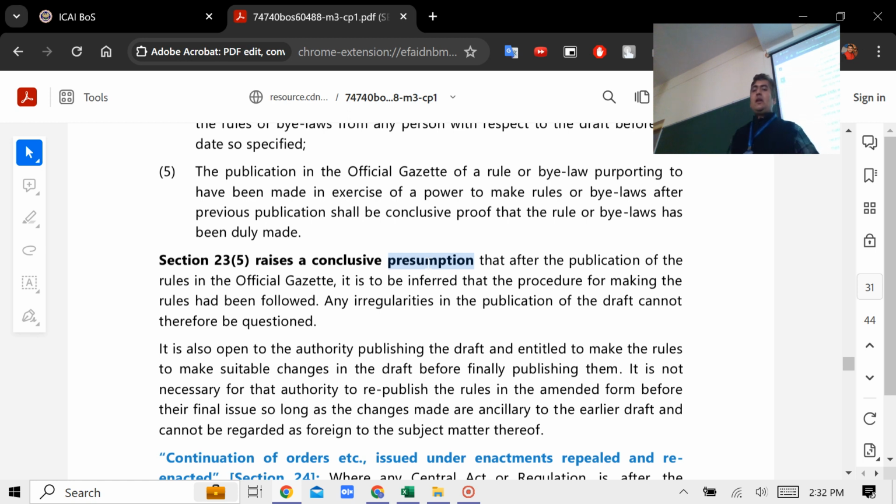So once, guys, the rules are notified, Section 23 clearly says that it is presumed that all those steps which I have dictated right now have been properly followed. And if somebody challenges this, the government will not prove that they have not followed this. Somebody else will have to prove it, challenge it, that the government hasn't followed these kinds of rules. Do you understand what I'm saying?